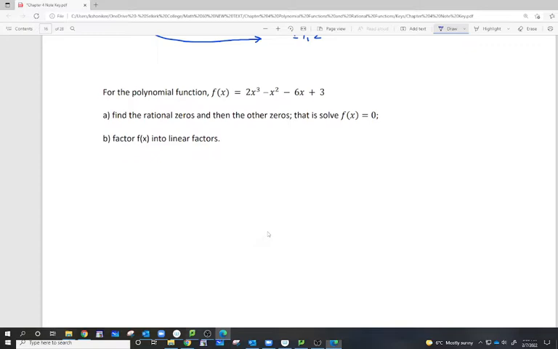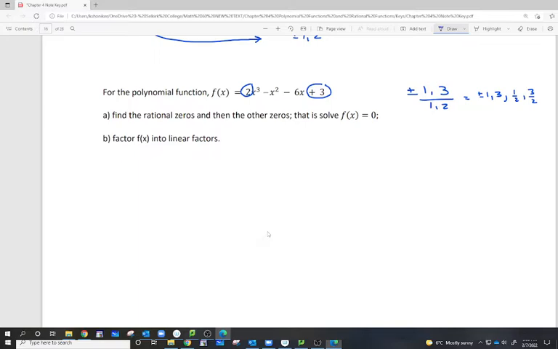Well, it could be anything that is a factor of 3, which is 1 and 3. And it could also be divided by anything that's a factor of 2, which is 1 or 2. So altogether, my possible rational zeros are plus or minus 1, 3, and then 1 half and 3 halves. So there are only 8 potential rational zeros. That doesn't mean there couldn't be some that are imaginary or irrational, but these are all my potential rational zeros.